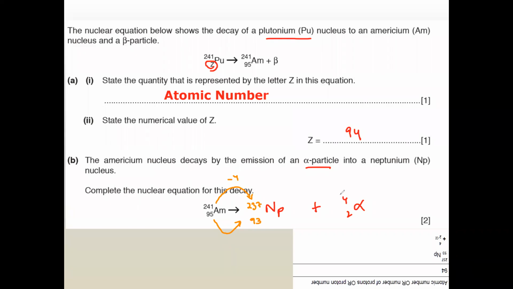And whenever there's an alpha emission, alpha particle means 2 protons and 2 neutrons are coming out from the nucleus. So the atomic mass will decrease by 4 and atomic number will decrease by 2.